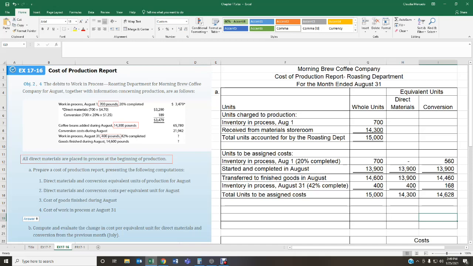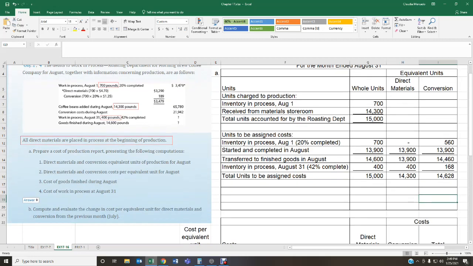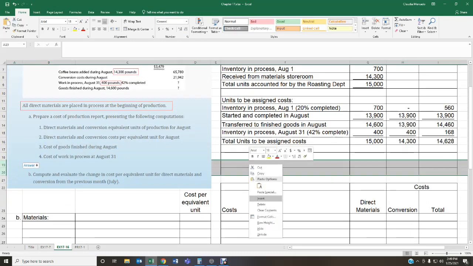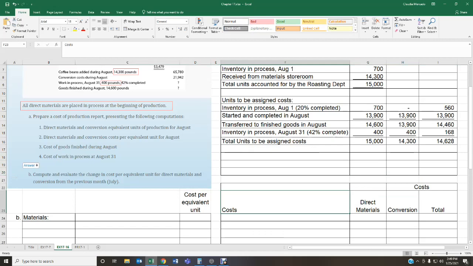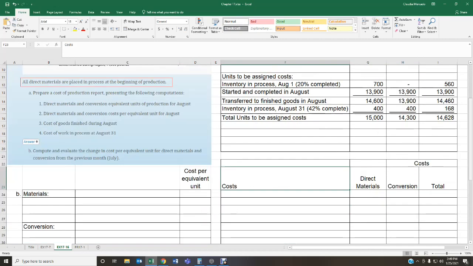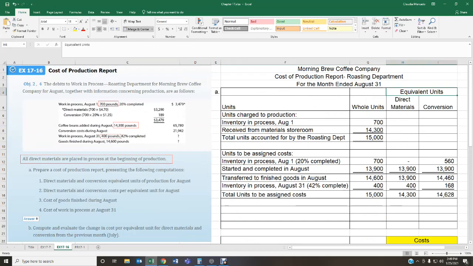Okay? So that is in units. Okay? These are the units. Now we have to do the same thing, but for the costs. Okay? Let me delete this. Well, no, I'm not, because then it'll screw everything up. Okay? So that is dealing with units. Now we're going to move down to costs. Okay? Costs. And then these are my equivalent units.